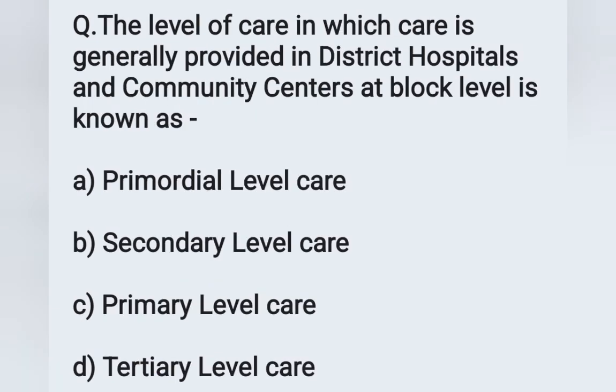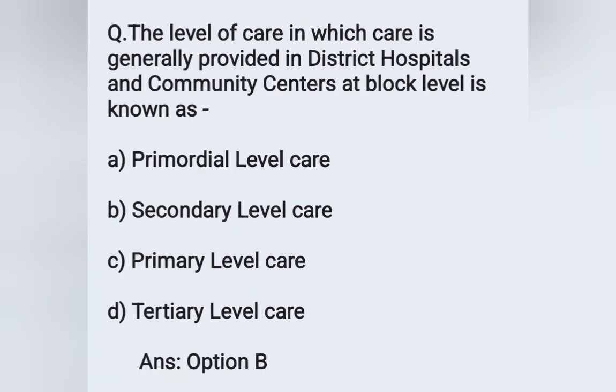And the next question is, the level of care which is generally provided in district hospitals and community centers at block level is known as which option? Option A, primordial level care. Option B, secondary level care. Option C, primary level care. Option D, tertiary level care. The care provided in district hospitals and community centers at block level is known as secondary level care. Option B is the correct answer, because once the patient goes to the hospital, they need treatment. Case detection and early diagnosis all come under secondary level of care. So here the correct answer is option B.